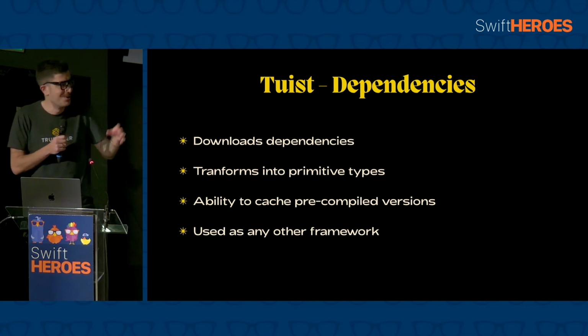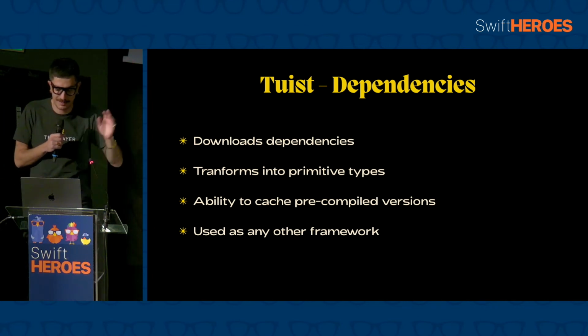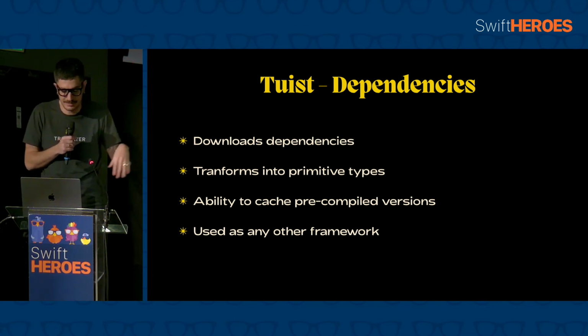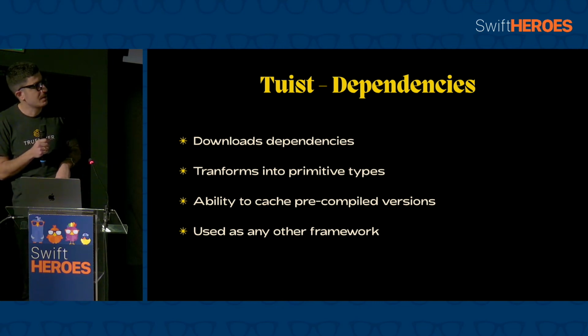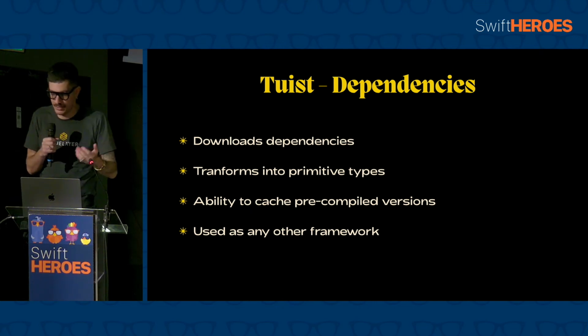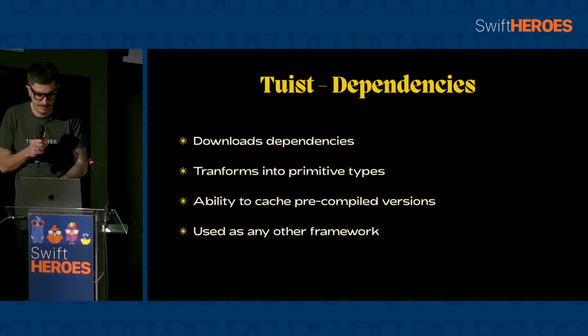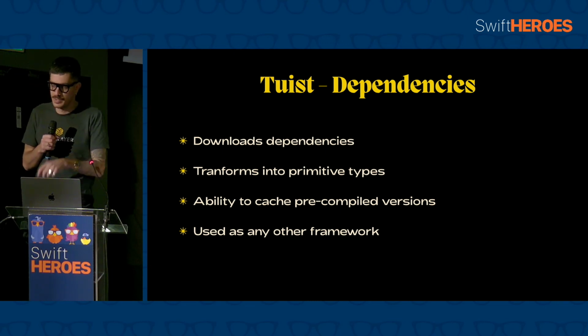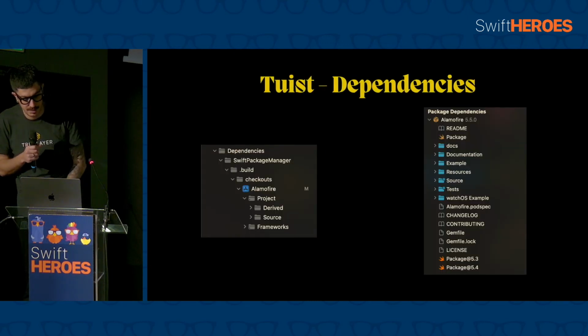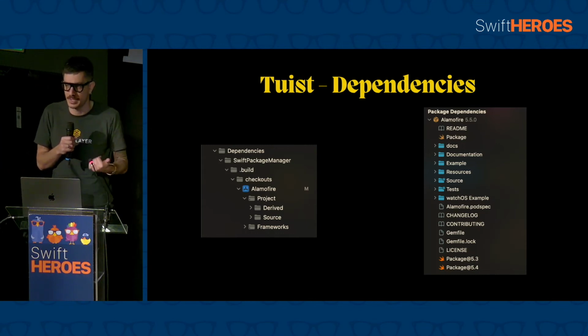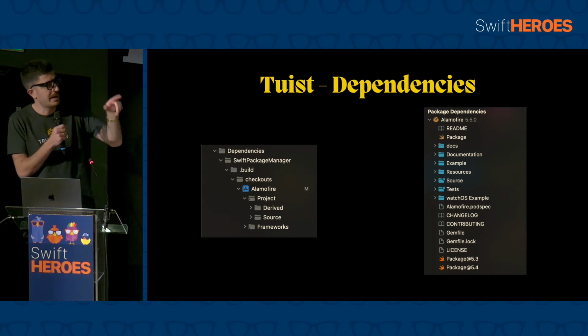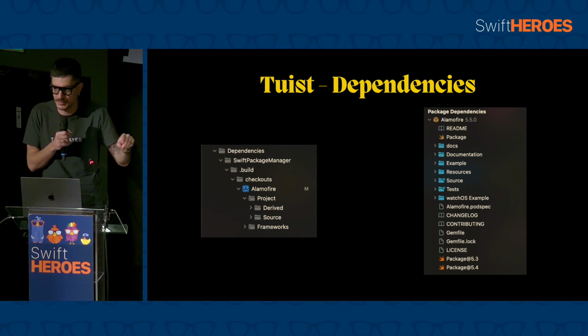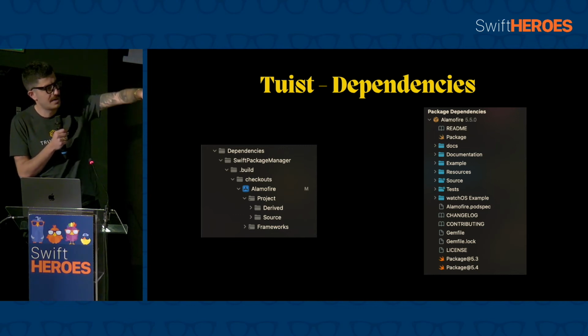Never mind. So as I said, it creates a precompiled version. It makes caching easier, and you just use it like any other framework around your app. And actually, it resolves another problem, which we talked about previously with Swift Package Manager: when you add your package to your project using Swift Package Manager, it adds all of this noise.